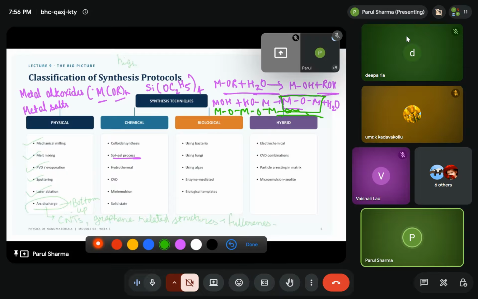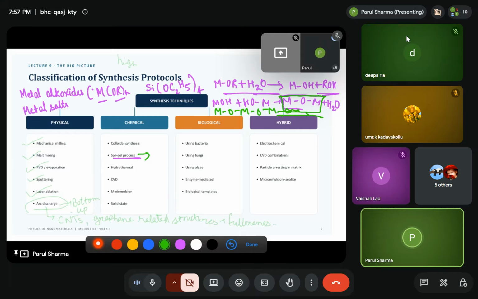So if we compare colloidal synthesis and sol-gel, in colloidal synthesis we are dispersing the nanoparticles in the liquid, and in the sol-gel process it is producing a molecular and colloidal network that evolves into a gel. So colloidal synthesis is mainly for metal nanoparticles, and the sol-gel process for metal oxides. So this was the sol-gel process.